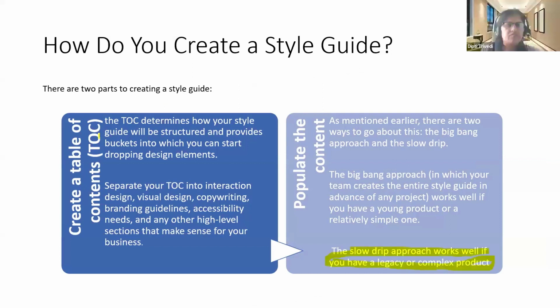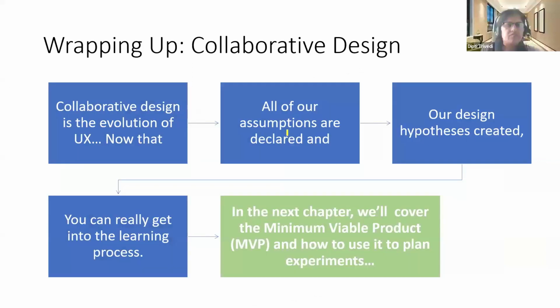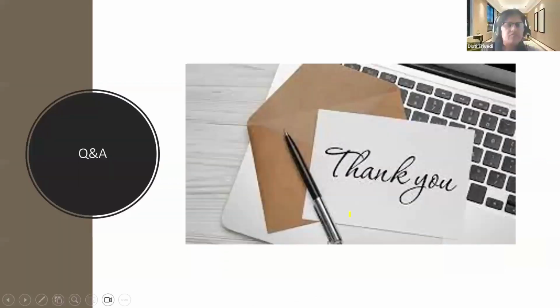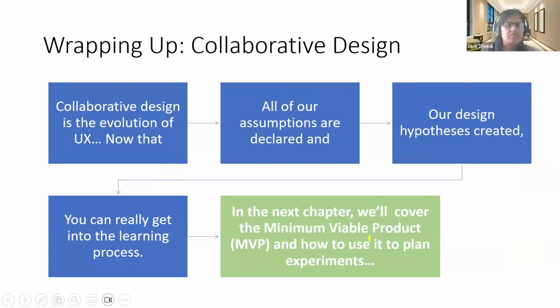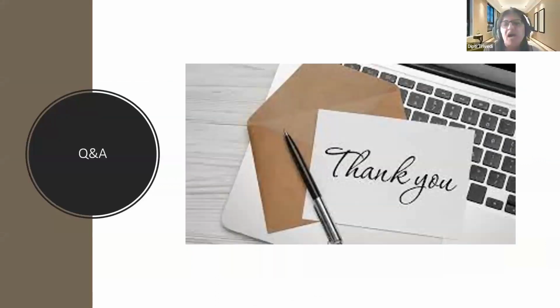Collaborative design is like an evolution to UX. Masanandan has explained the assumptions, I spoke about the design hypothesis, and now we are ready in the next chapter to cover the MVP, how it is done, and what experience as a design means. That's all. Thank you for listening to me. I'm on time. If we have any questions.